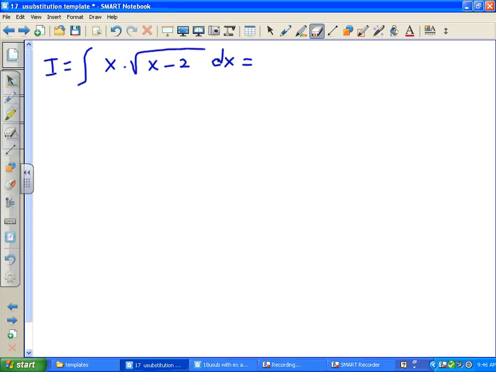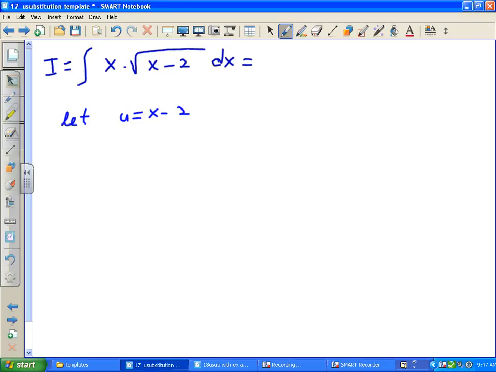Think in terms of u substitution. How could I apply u substitution here? If I had to choose u to be something, what would you let u be? How about x minus 2? Now, I know some of you are saying, wait a minute, didn't you tell us to choose u in such a way that its derivative is already in there? In this case, du would be dx, or 1 dx, and then you're stuck with that extra x in there, right?